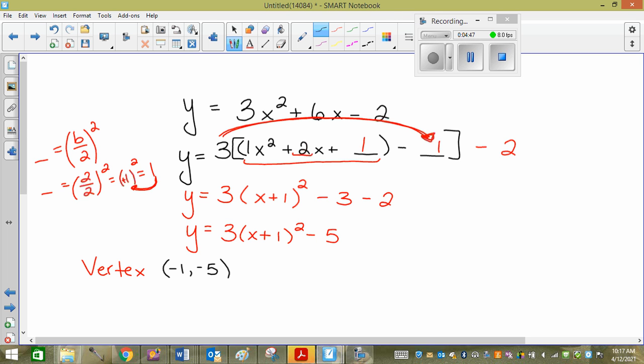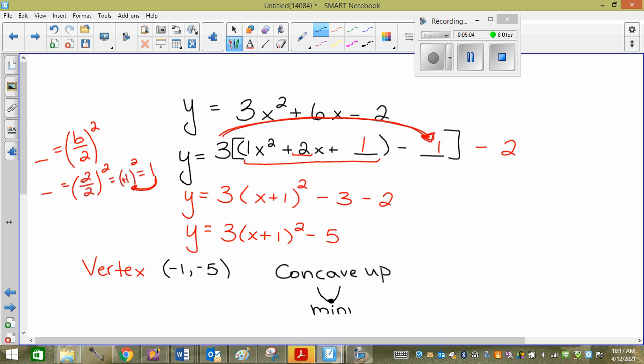It's concave up because we have a positive 3 and a positive 3, correct? Our leading coefficient tells us. So we know it's concave up. If it's concave up, does it have a max or a min? Min, because concave up looks like this. So it would have a minimum.